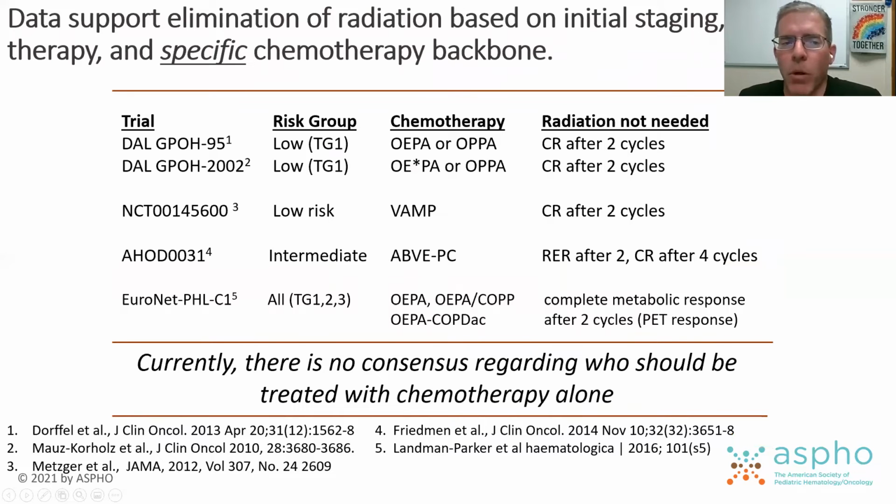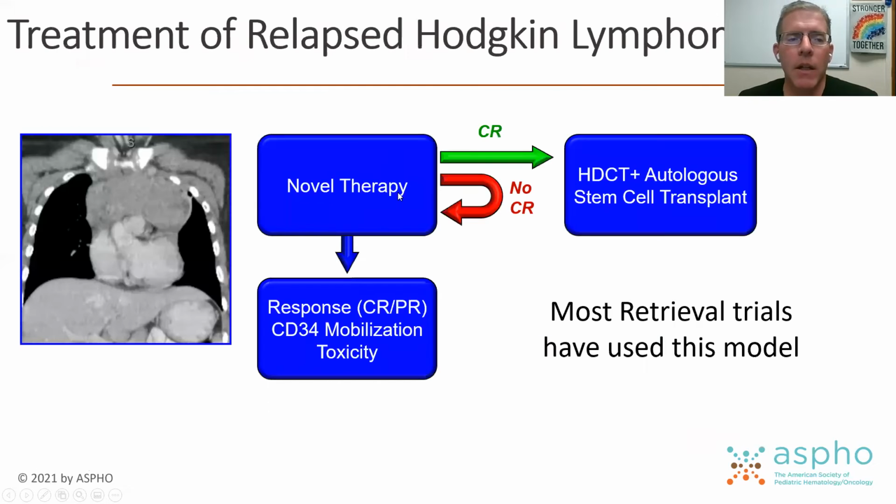Now, data do support elimination of radiation based on staging, response to therapy, and the very specific chemotherapy backbone. These are very specific examples of clinical trials which have successfully eliminated radiation for a subset of populations. The problem: there is no national or international consensus of exactly who should be treated with chemotherapy alone. Another component is treatment of relapsed Hodgkin lymphoma.